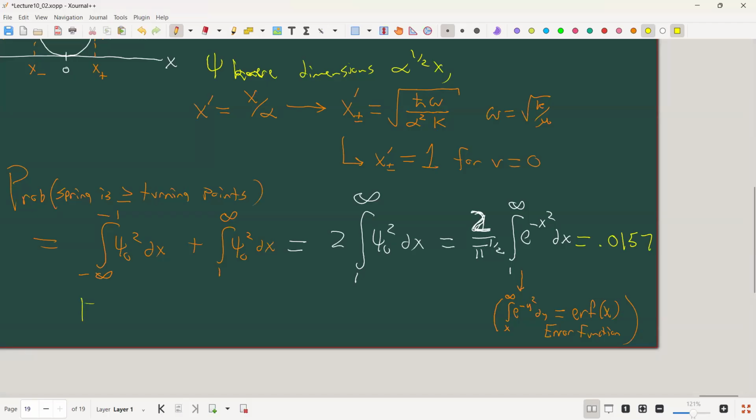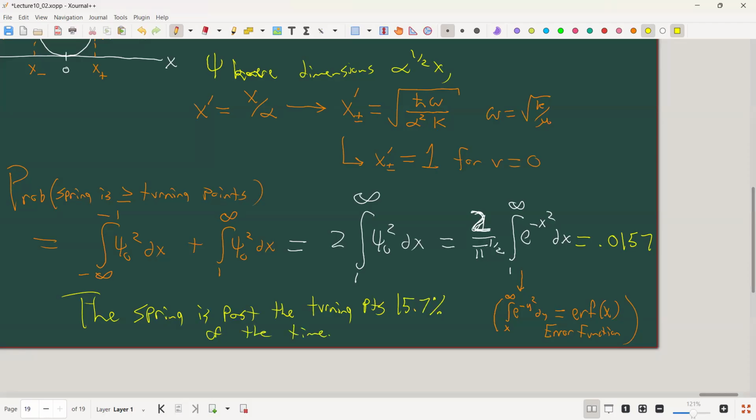That means that the spring is past the turning points 15.7% of the time. So 50% of the time, a spring is breaking the rules. Exactly 15%. This has very, very deep consequences.